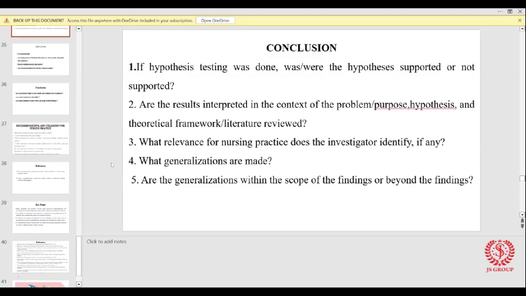Then, what generalizations are made? What relevance for nursing practice does the investigator identify? On what basis is it relevant for our nursing profession, and where can we utilize it? Are the generalizations within the scope of the findings or beyond the scope of the findings? Example, if we do the research in one college only, such as third year GNM students' knowledge regarding anemia, can we generalize the findings to the whole population, meaning third year GNM students around the world? That we have to check.